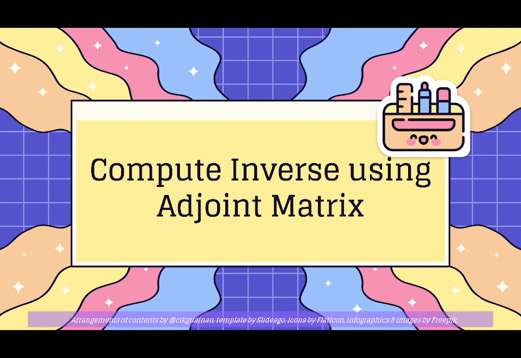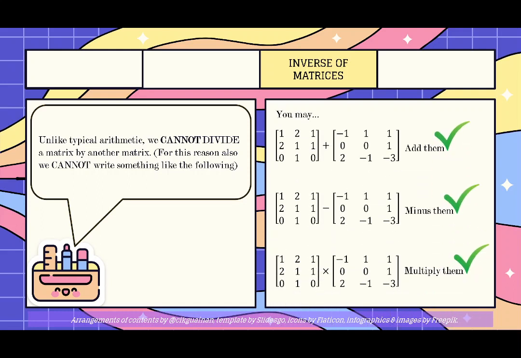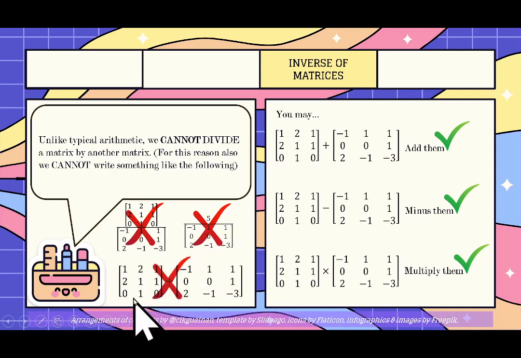In this video, I would like to share with you how to compute inverse by using adjoint matrix. Unlike typical arithmetic, we can add matrices, subtract matrices, and multiply matrices, but we cannot divide them. So you cannot do something like this: a matrix divided by another matrix, a number divided by another matrix, or a matrix divided with the division symbol over here, another matrix. These three cannot be done.